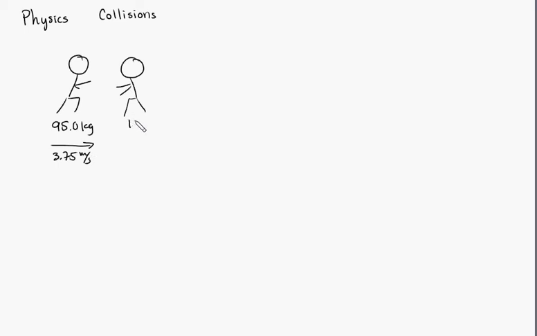This person has a mass of 111 kilograms, like I said, running to the left at negative 4.10 meters per second. And they're going to collide. And after they collide or tackle each other, they're going to stick together. And because they're sticking together, this is an example of inelastic collision.